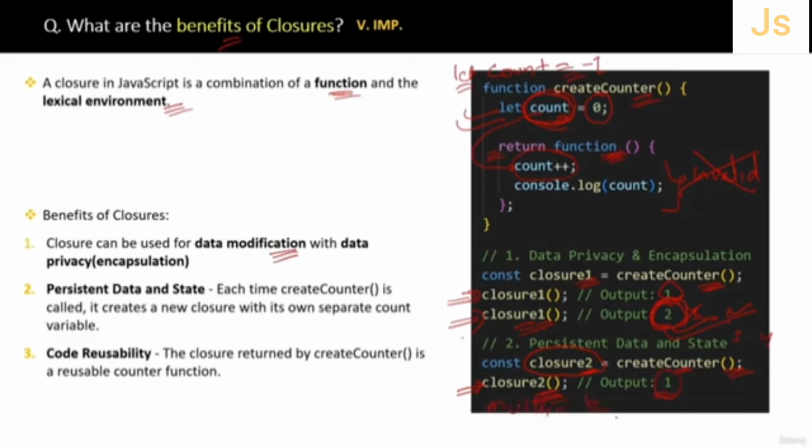All right, now maybe it's a long story. So in short, you have to just remember two things. First, the definition: a closure in JavaScript is a combination of a function and the lexical environment. Second, closures are used to modify data or variables safely. That is the advantage.